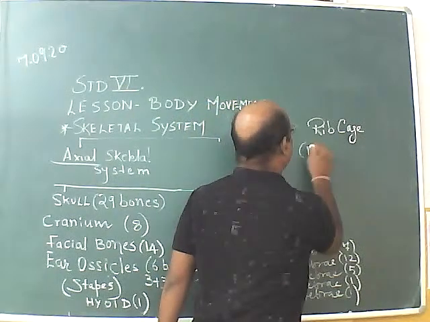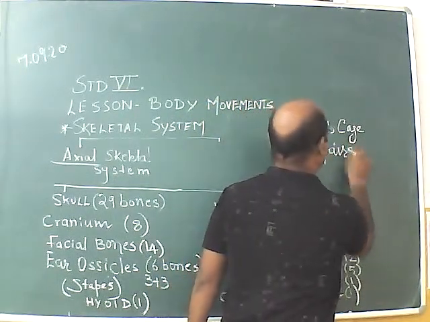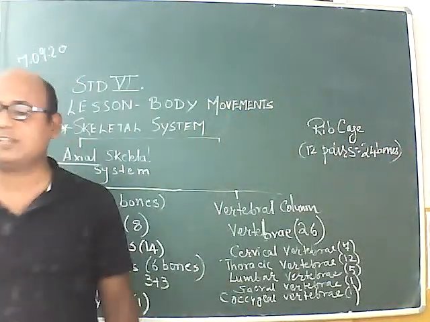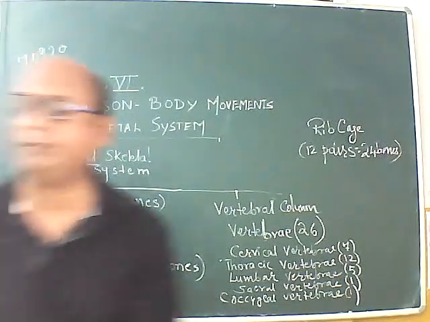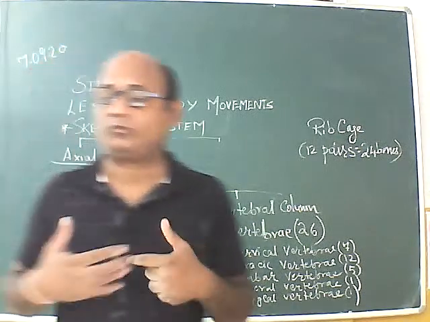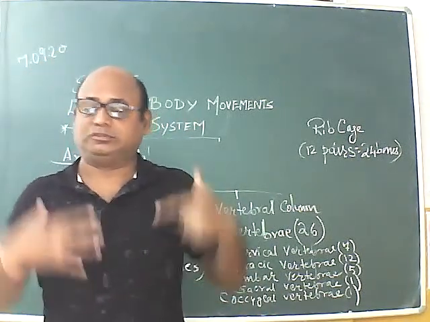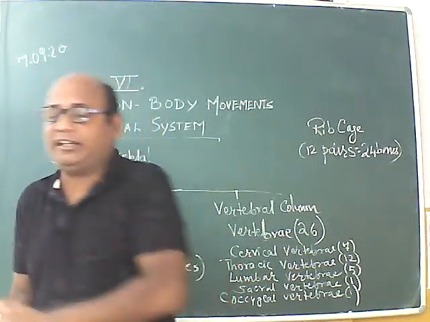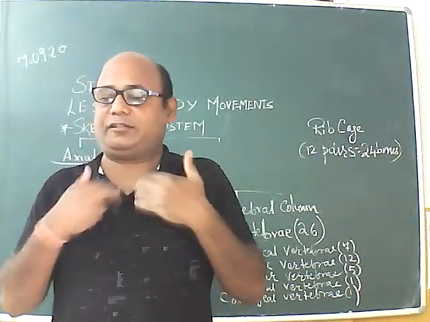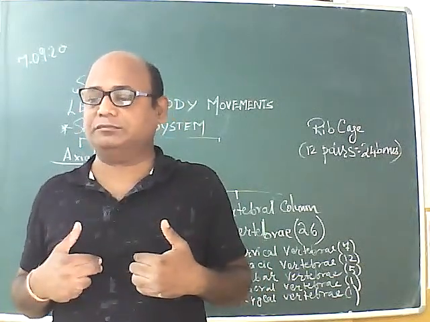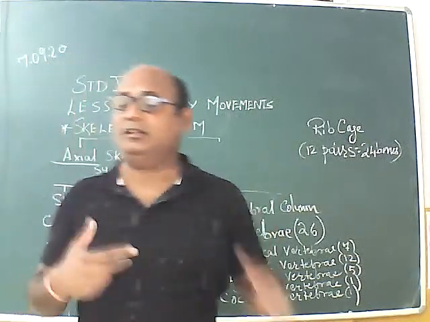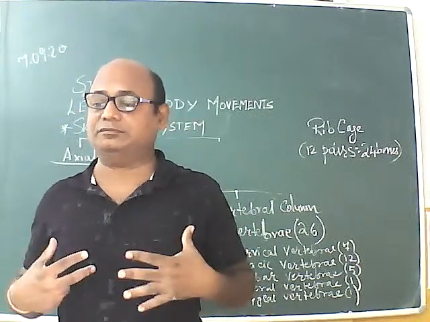12 pairs means 24 bones. Now in this rib cage you will find that the first 7 pairs connect with the vertebral column and the sternum. Here in the center we find the sternum, and here the vertebral column. So the first 7 pairs connect with the vertebral column and sternum.